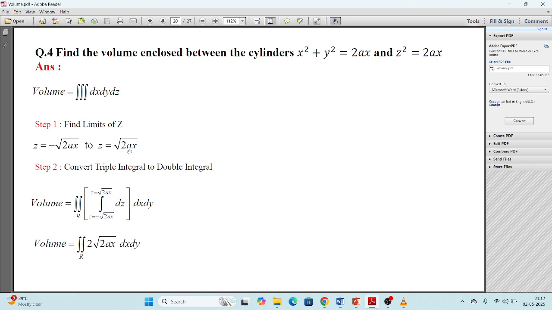So the same limits we are considering. Again we are integrating with respect to z. First we have taken the integration with z, and this will be z within these limits. So z within this limit: under root 2ax for the upper limit, and for the lower limit it is minus under root 2ax. So that is why it is twice under root of 2ax, with respect to dx dy.